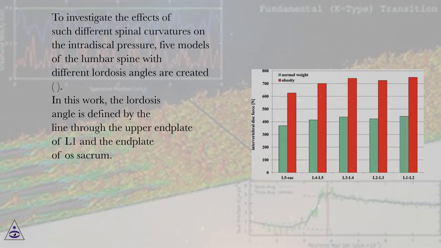To investigate the effects of such different spinal curvatures on the intradiscal pressure, 5 models of the lumbar spine with different lordosis angles are created. In this work, the lordosis angle is defined by the line through the upper end plate of L1 and the end plate of os sacrum.